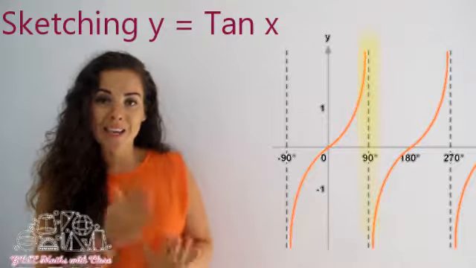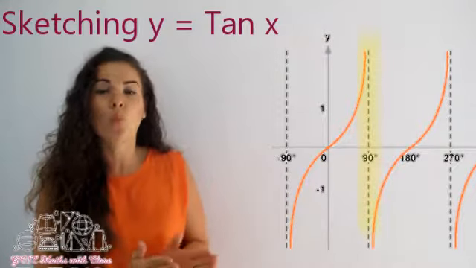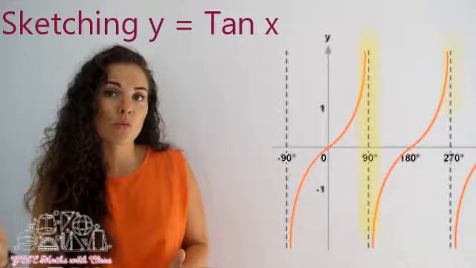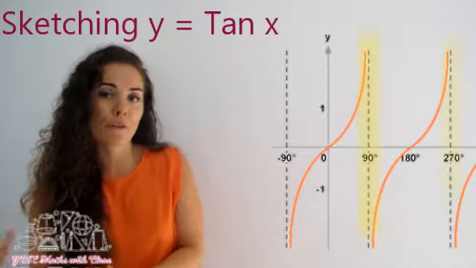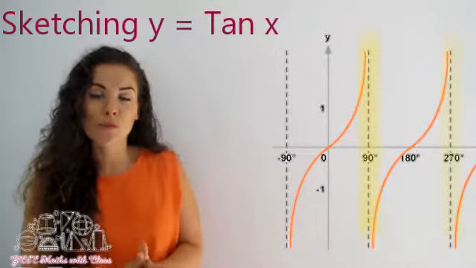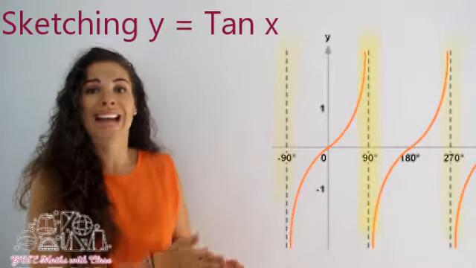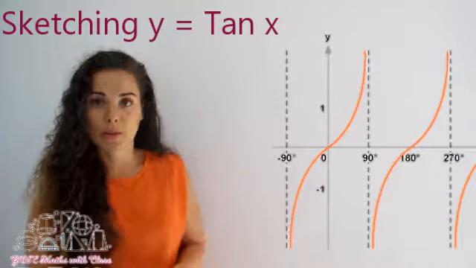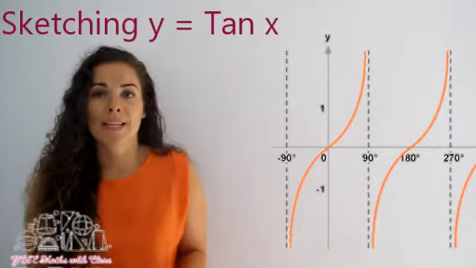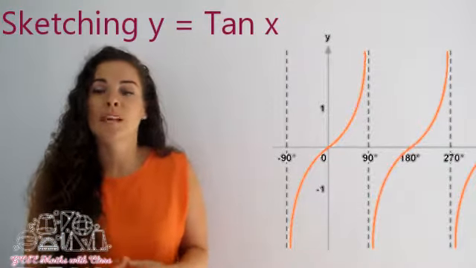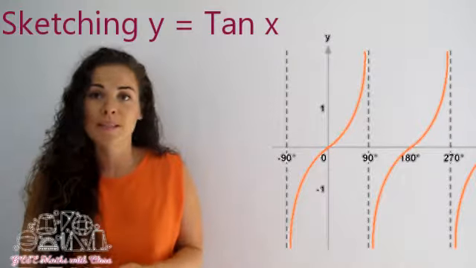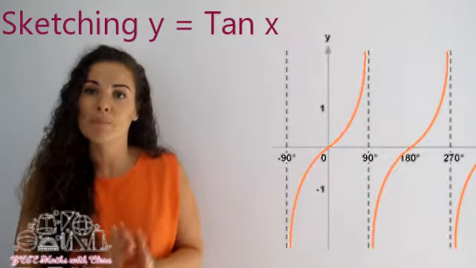These asymptotes start at 90 and then repeat every 180. So there'll be another one at 270 and another one at 450. And the same if you go back on the x-axis, you'll have another asymptote at minus 90 and it'll repeat every 180 going back. So what are these asymptotes? These are lines that represent where the graph never actually meets. It approaches, but it never actually meets.